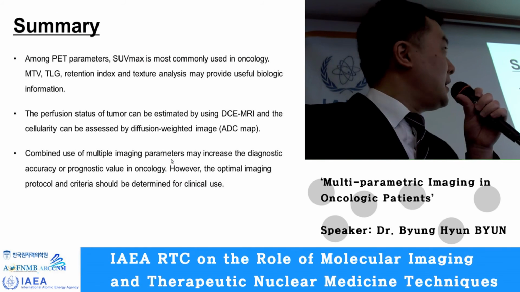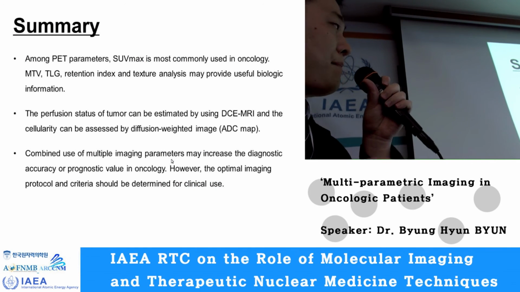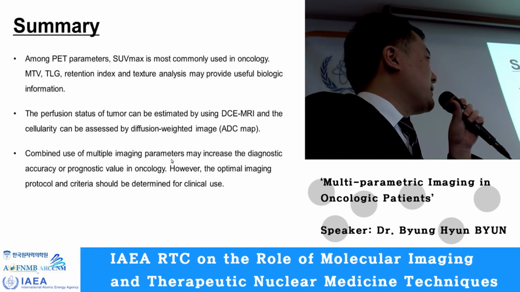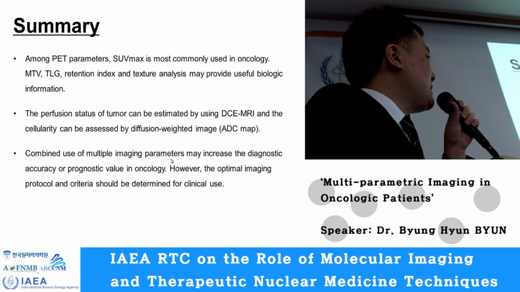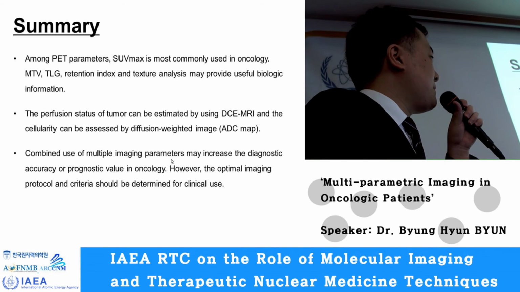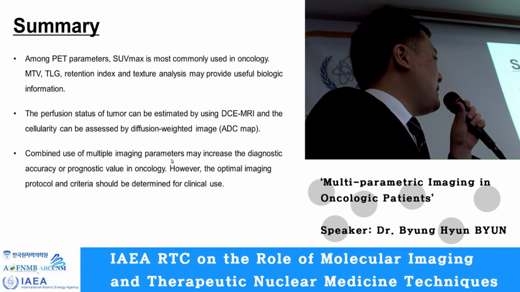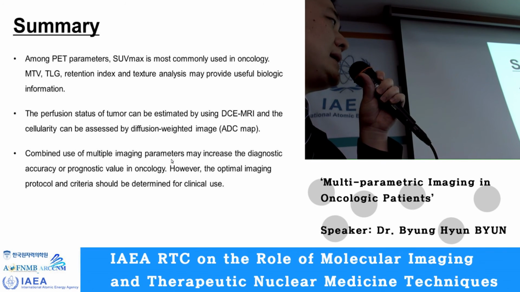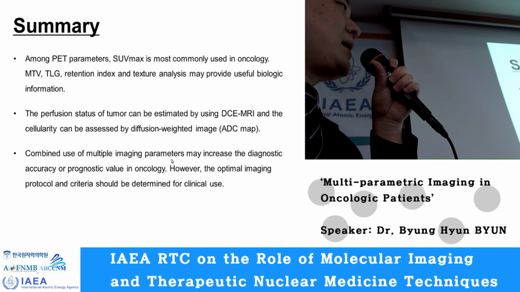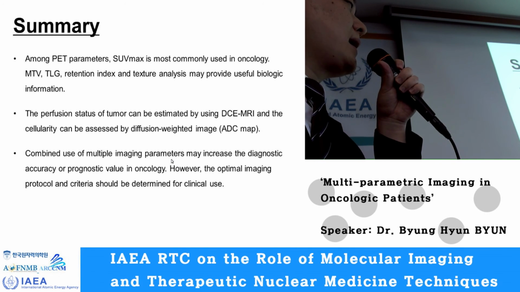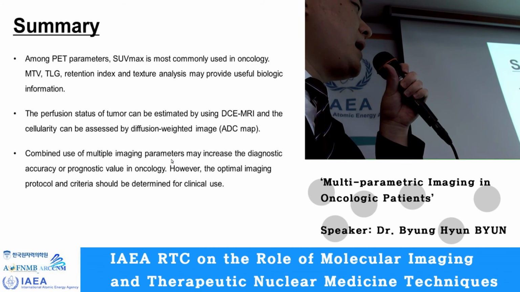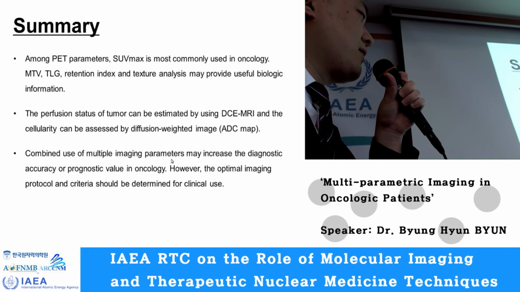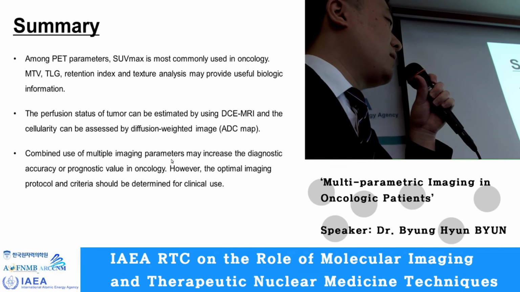In summary, among multiple PET parameters, SUV max is the most commonly used in oncology. MTV, TLG, retention index, and texture analysis may provide useful biologic information. The perfusion status of the tumor can be estimated by using MRI, and the cellularity can be assessed by the ADC map. Combined use of multiple imaging parameters may increase the diagnostic accuracy or prognostic value in oncology.